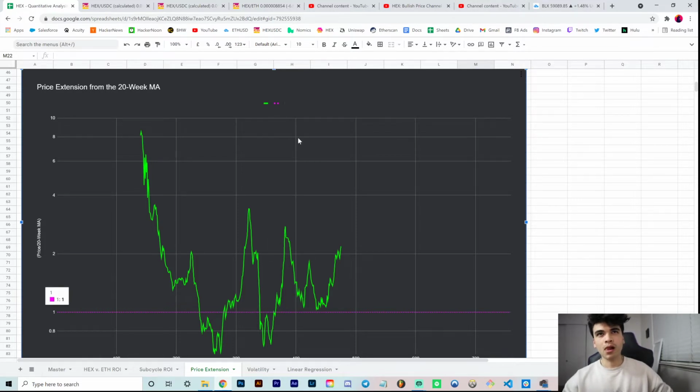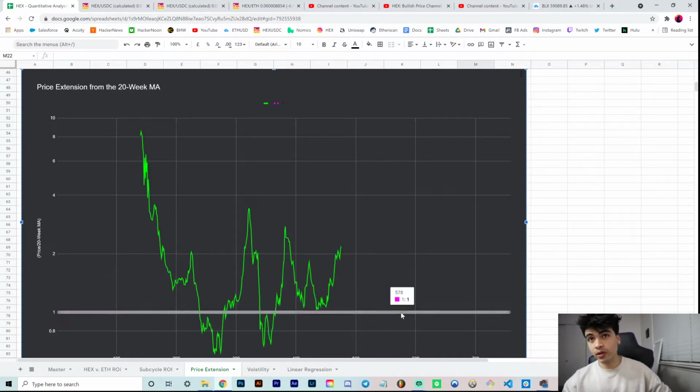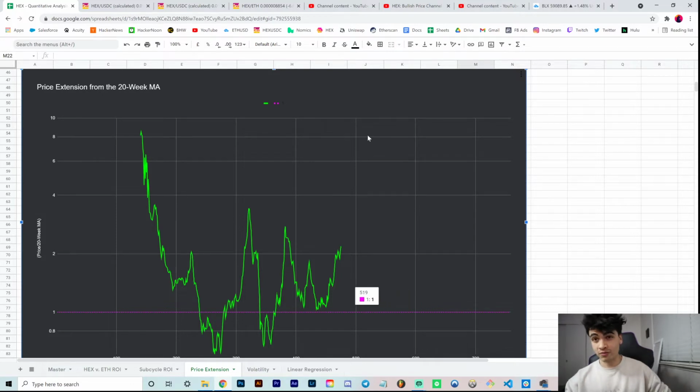So where are we now? We are about 2.2x extended from the 20-week moving average at this point in time. Now keep in mind that the 20-week moving average is moving up every single day. So as long as price remains above it, the 20-week moving average will keep moving up, and any level of overvaluation from that 20-week moving average will be a higher price versus the dollar. So keep that in mind.